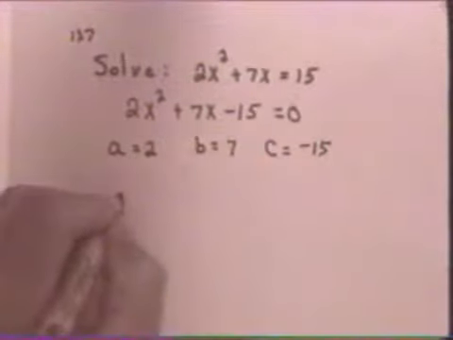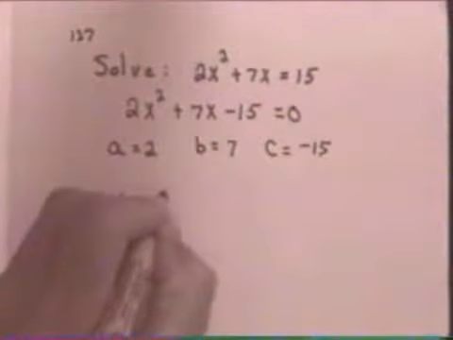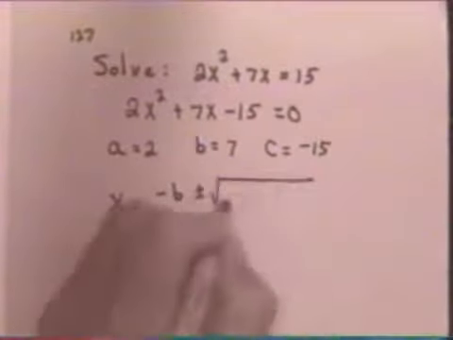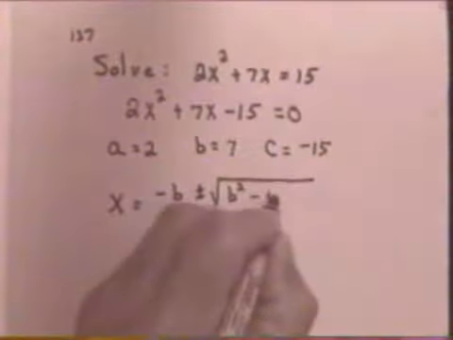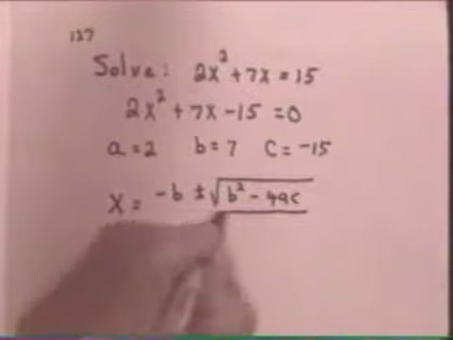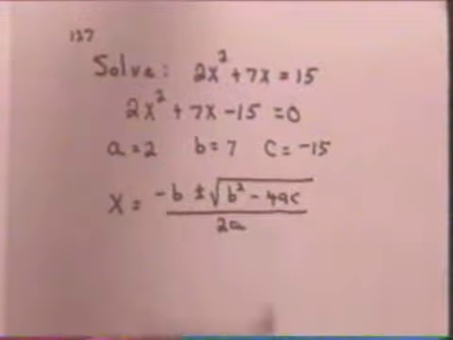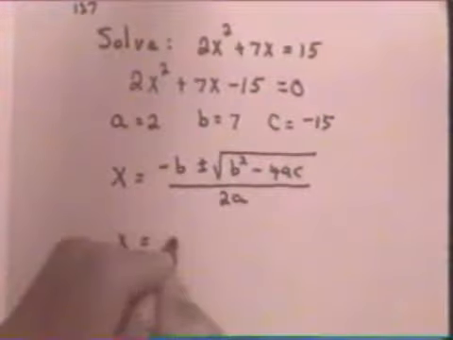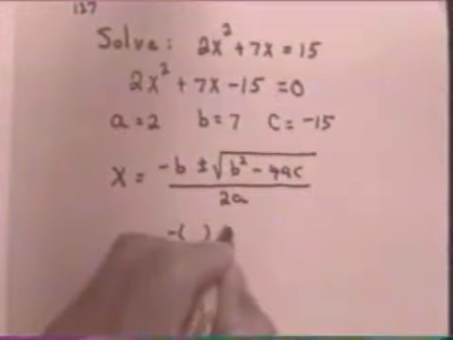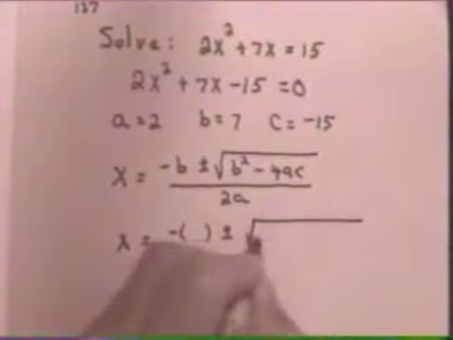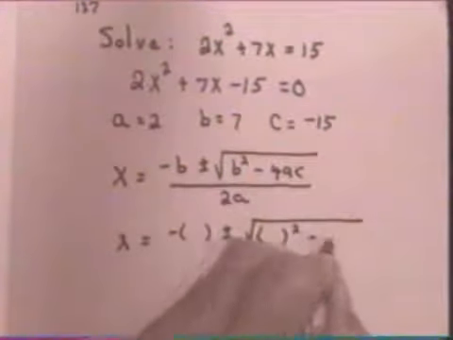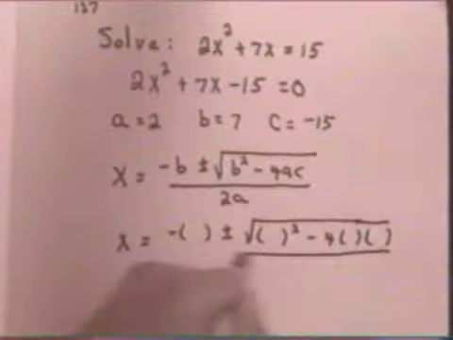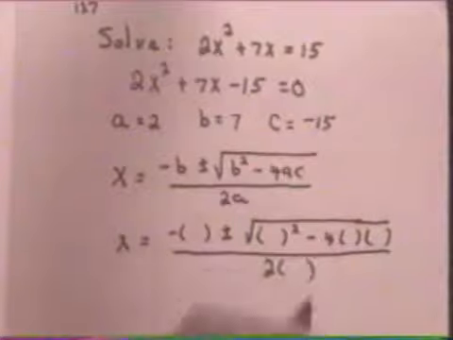Now I'm going to substitute into the formula. X is equal to the opposite of B plus or minus the square root of B squared minus 4AC all over 2A. So what I'm going to do is just make placeholders first. X is equal to the opposite of something plus or minus the square root of, I'm just going to put the parentheses, squared minus 4 times something, all over 2 times something.